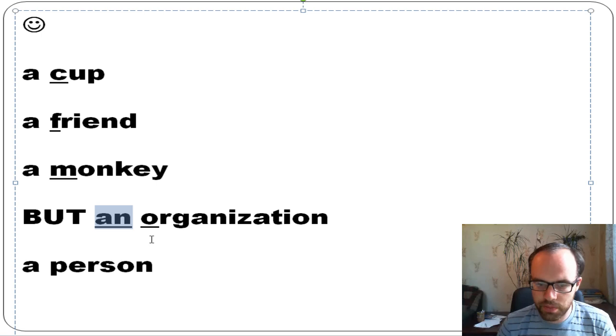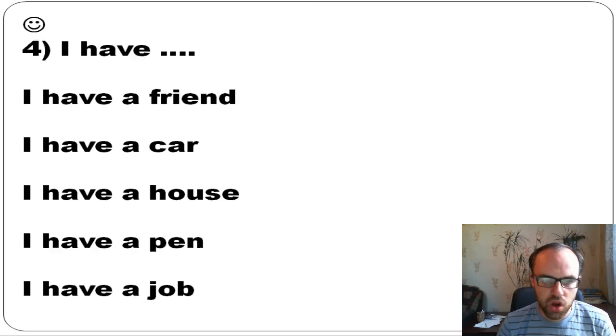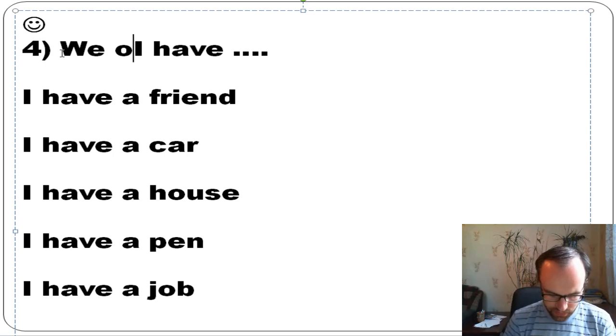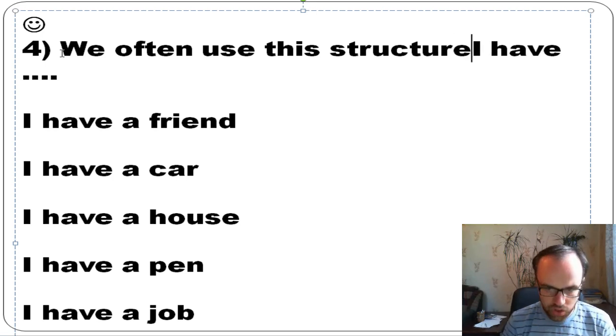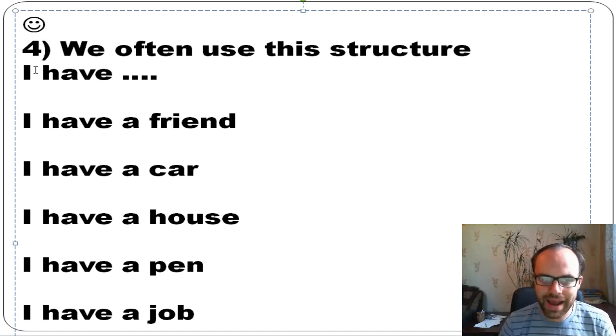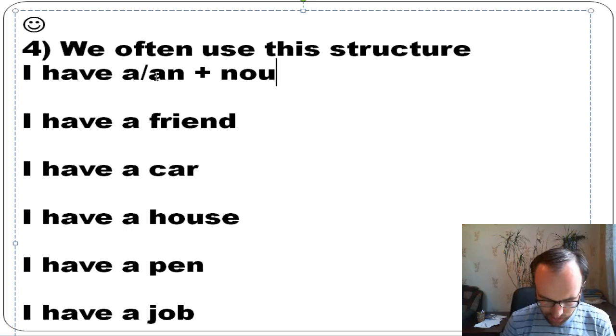So a person, a consonant. We often use this structure: I have, and we often say I have a or an plus noun. So I have a friend. We use a because F is a consonant sound. I have a friend.